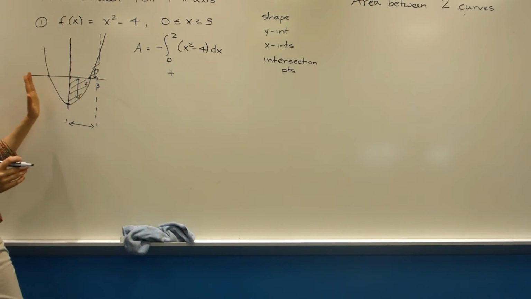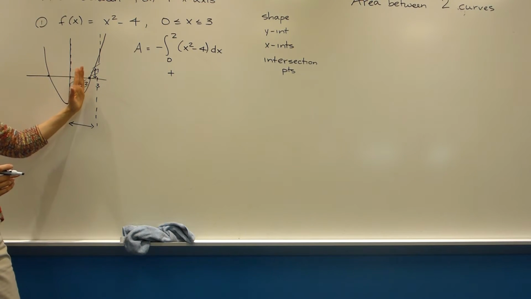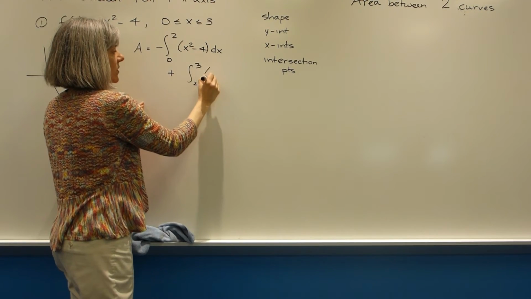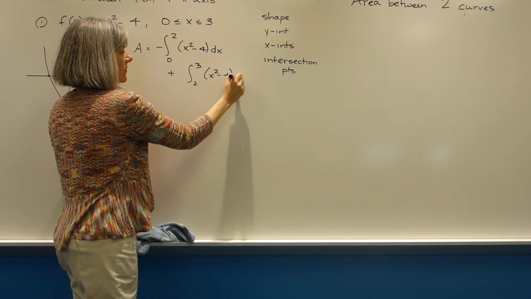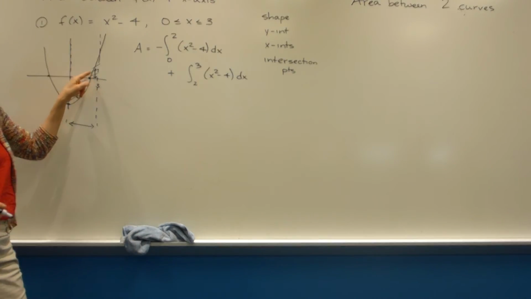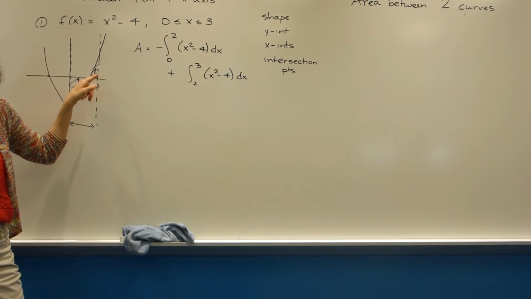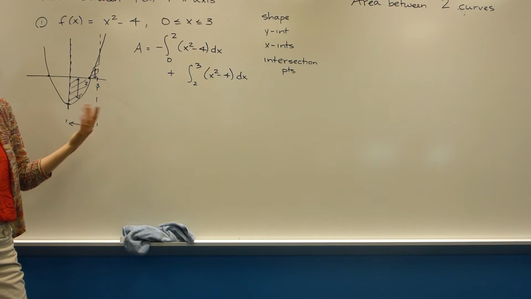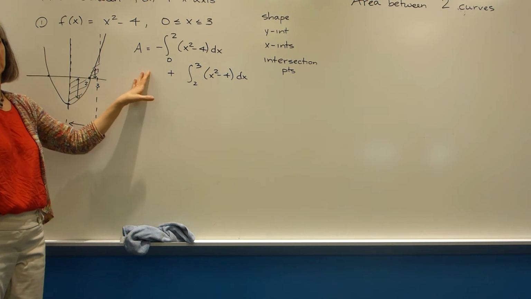And then I can keep going. So I've gone all the way to 2, and I need to keep going. Now I go from 2 to 3. Same curve. It has a plus sign because the integral is already positive, so I don't need to mess with the sign. And then you can just compute. So this is one way to do this problem.